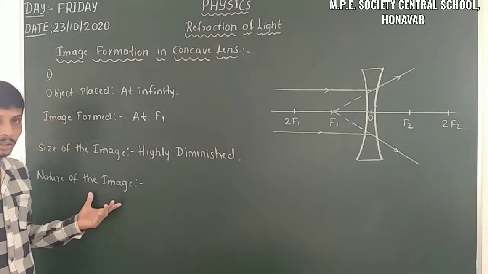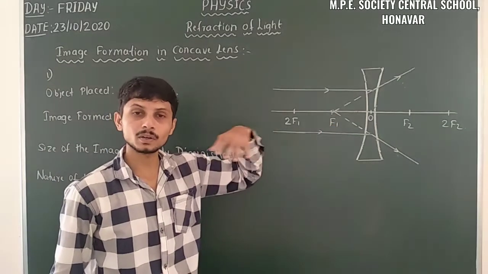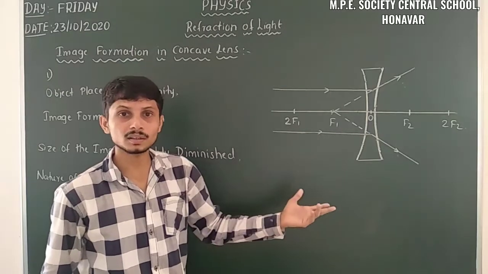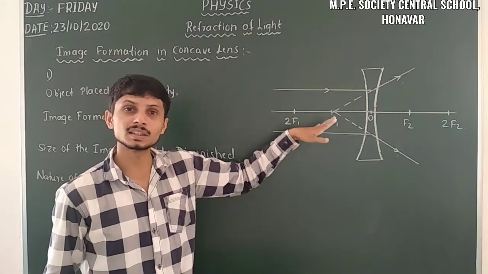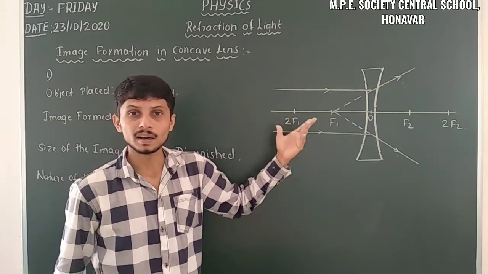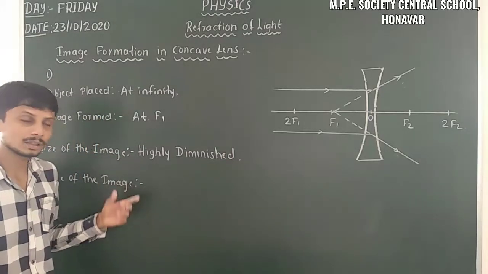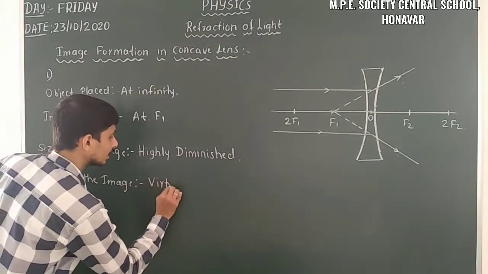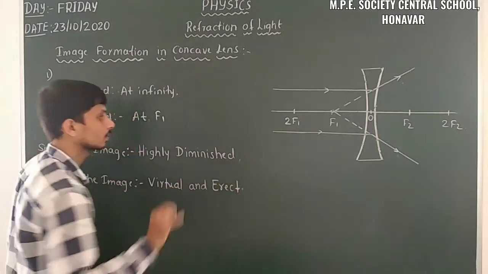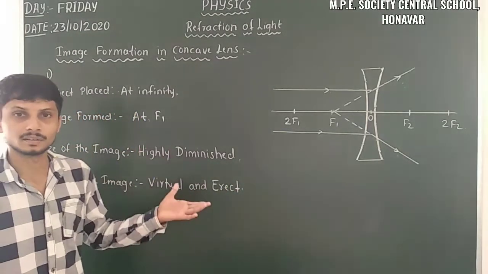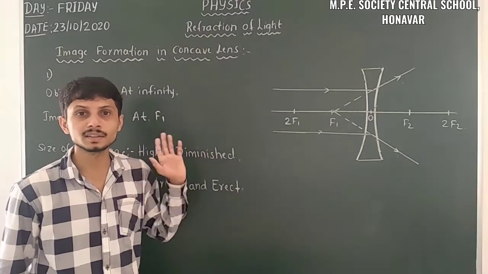Then what is the nature of the image? The nature of the image is virtual and erect. Compared to the image formation in the concave mirror, here we have to take it as an erect image. It is above the principal axis. The image is formed above the principal axis. So let us take the nature of the image as virtual and erect. So this is about the object when we place it at infinity.